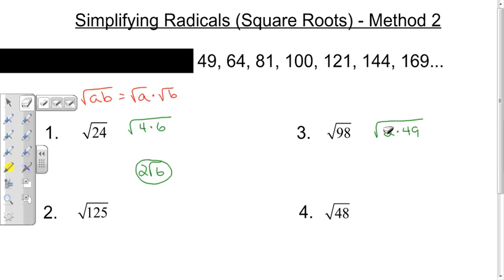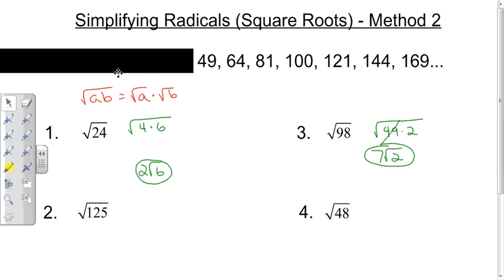Probably even better to write the 49 first, because that's the number I'm interested in, but it's 49 times 2. Again, maintaining the square root symbol. And then what I like to do is say, well, the square root of 49 is 7, and I can't do the square root of 2, so I just write it.